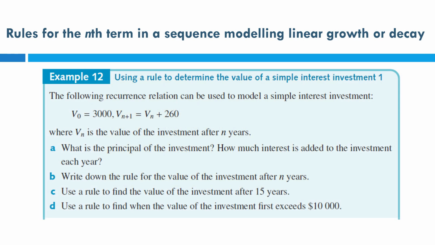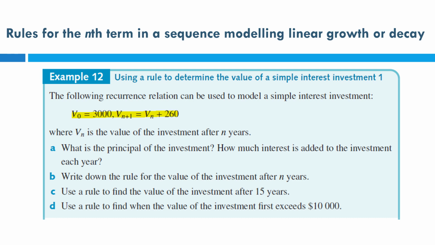So we have a look at a couple of examples here. The first one, we've been given that recurrence relation below, and it models a simple interest investment. So money's going into the bank, and we can see that it's $3,000 that's going in because that's our initial starting point, and we refer to that as the principal. So what is the principal of the investment? In this case, it's $3,000.